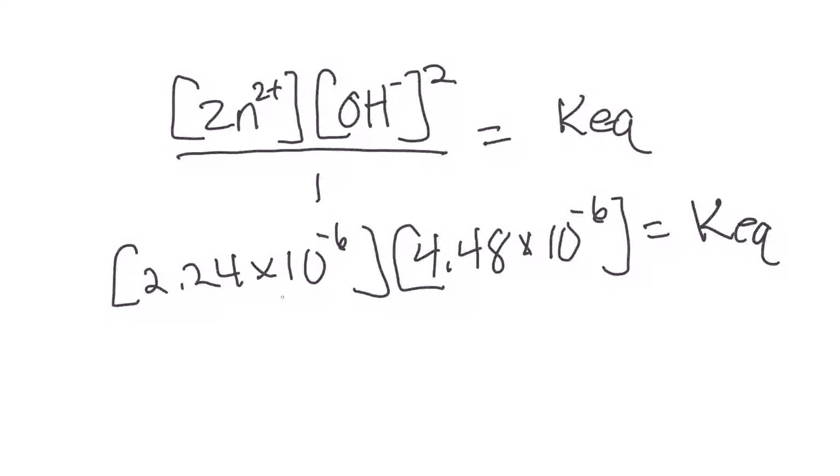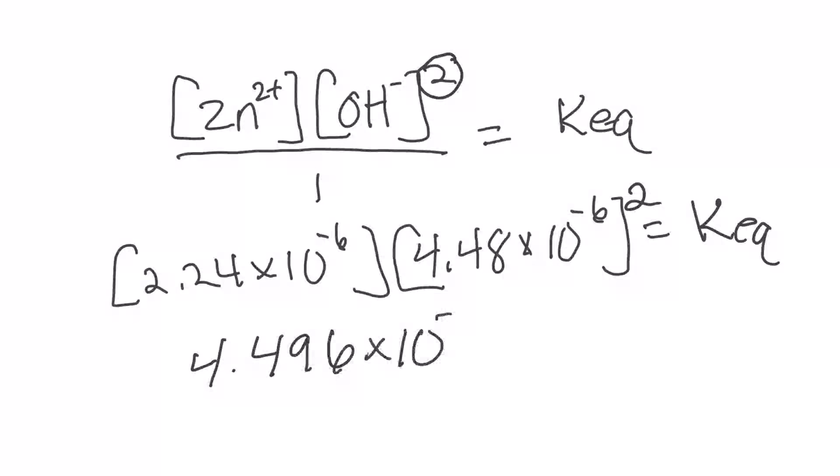I get 2.24 times 10 to the negative 6 times 4.48 times 10 to the negative 6. Ooh, be careful, that should be squared. Equals K equilibrium. So if you plug that into your calculator, you should get 4.496 times 10 to the negative 17th.